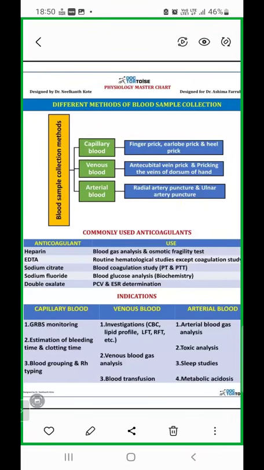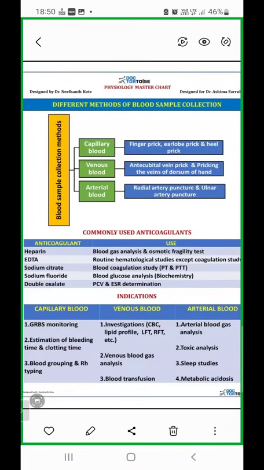So container may or may not contain any anticoagulant depending on whether the sample of blood or plasma or serum is required. For example, for the sample of the whole blood or plasma, the blood is first transferred to a container containing a suitable anticoagulant. This is to prevent the clotting of the blood. Okay, but for a sample of serum, no anticoagulant is used. The blood is allowed to clot in the container and the serum is collected as described. Obviously, capillary blood does not require a container or an anticoagulant.